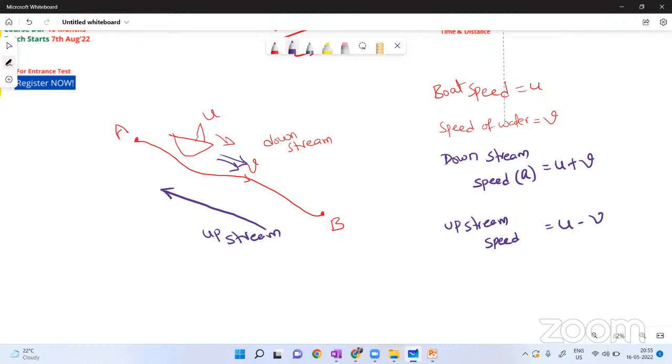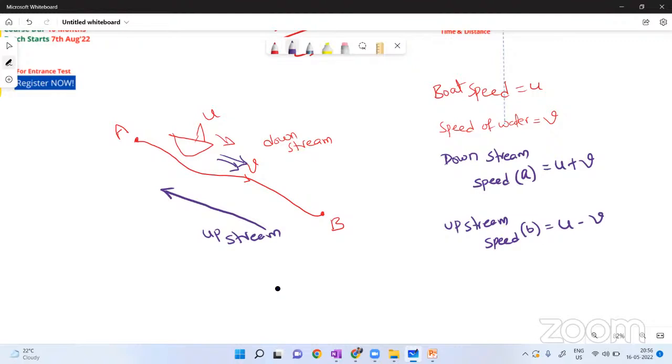Here water is opposing the speed of the boat. So that's the reason it is u minus v. And remember, it can never be v minus u, because if the water speed is more than the speed of the boat, the boat never moves forward, it goes back. So it will be u minus v, and I am just putting the name for it as b.